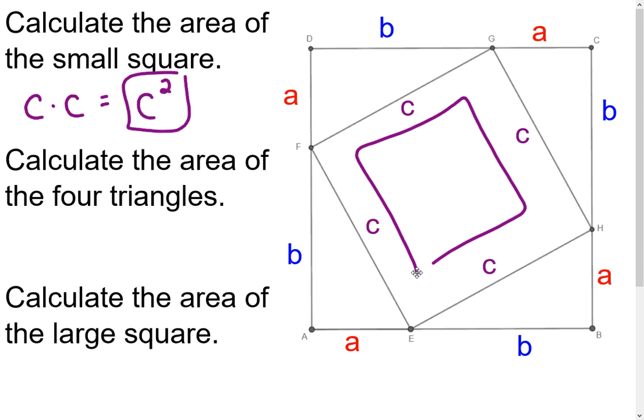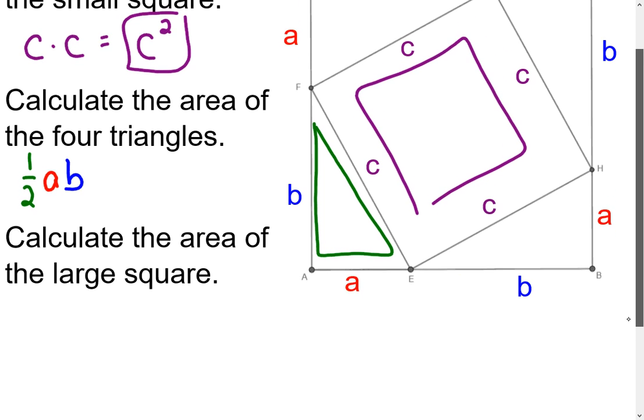The next thing is to calculate the area of these little triangles. I'm just going to do one of them. If we remember back, to calculate the area of a triangle, it's 1/2 times the base, which I'll call A in this one, times the height, which is B. I can't simplify that anymore, so the area of one of those triangles is 1/2 AB.